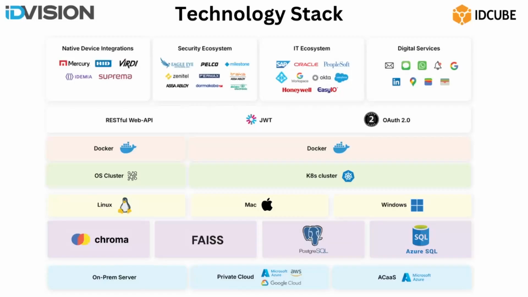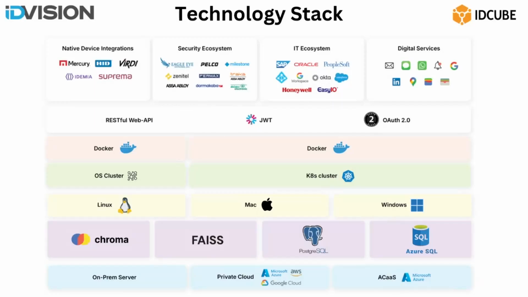So let's go step by step. First, you are able to decide what kind of hosting environment you want: on-prem, cloud, private cloud. Then you are able to decide what kind of operating system you want, whether you want Windows, whether you want Mac, whether you want Linux. Then you are able to decide your high availability, whether you want high availability on the cloud, whether you want high availability on-prem. And you are able to integrate with all kinds of third party devices, not just devices but security ecosystems, like in an enterprise premises.